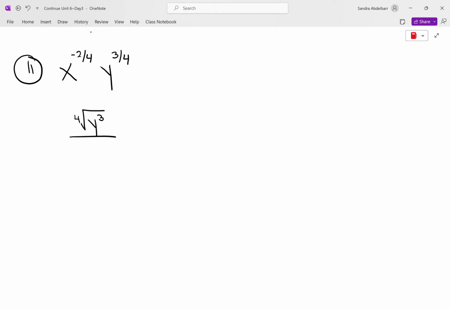All right, so what's going on here? This is going to be the 4th root of y to the 3rd over the 4th root of x squared. Can we not simplify 2/4? You can, then you'll have a half, right? But then you're going to multiply it by up here, and then you're going to have to change it back to the 4th.